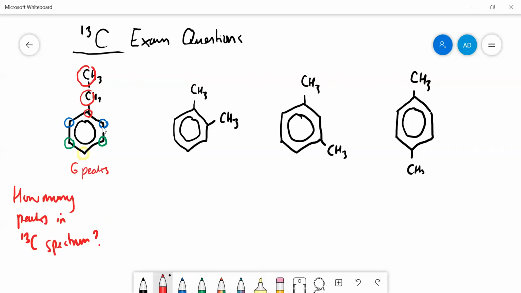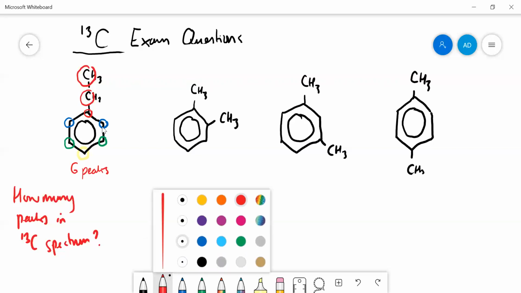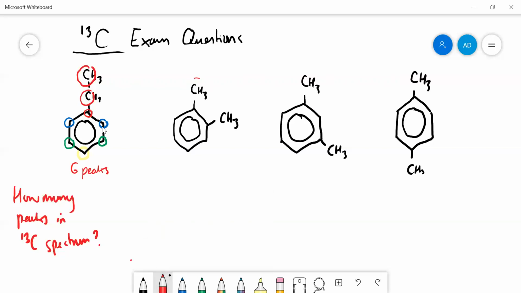Let's think about this one. These 2 methyl carbons are the same as each other, and as are these 2 here, they're the same. There's a lot of symmetry going on here, so that blue one is the same as that blue one there, and then these 2 greens are the same as each other. So that's going to give us 1, 2, 3, 4 peaks.